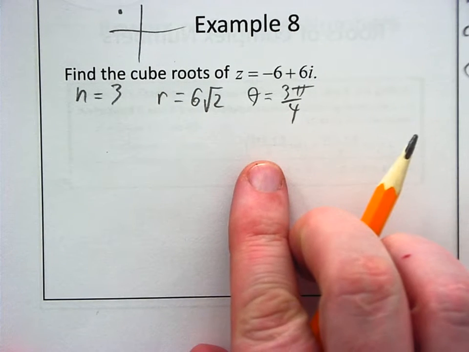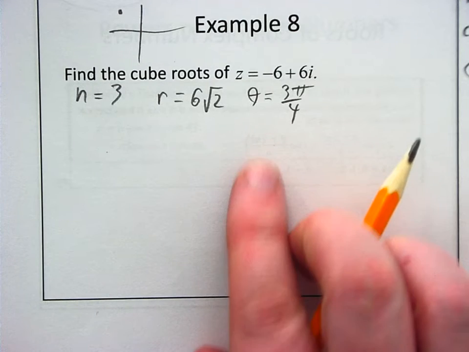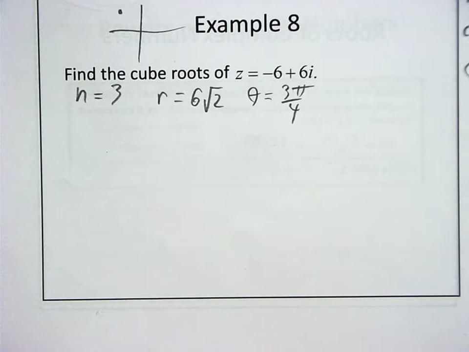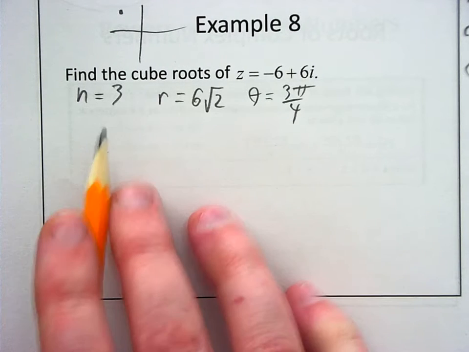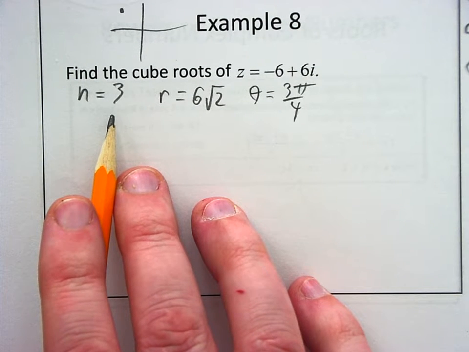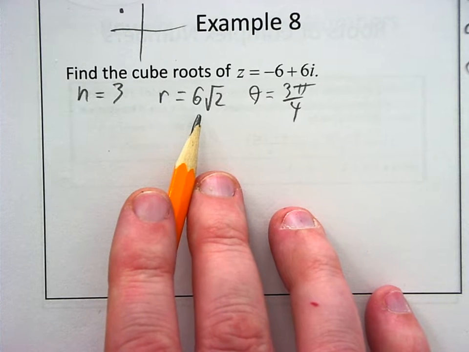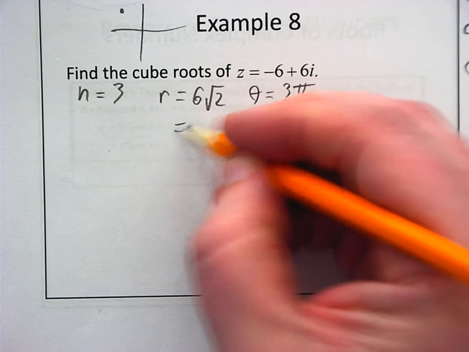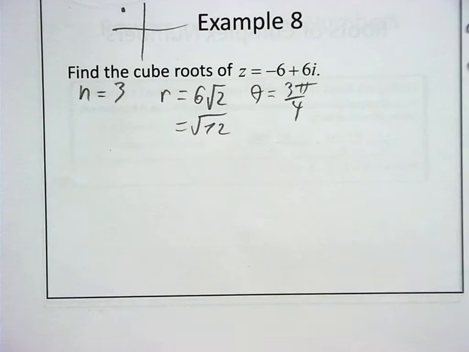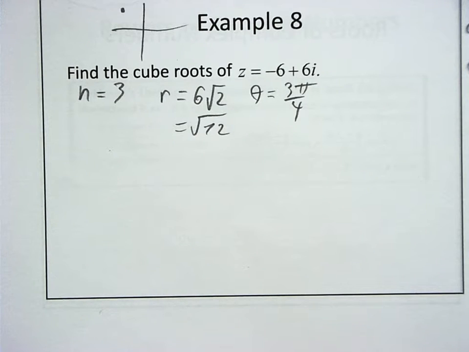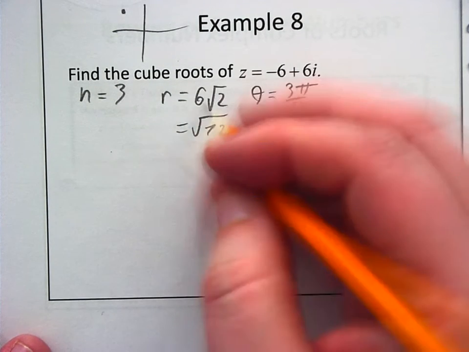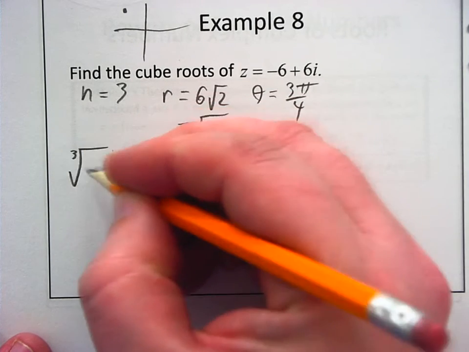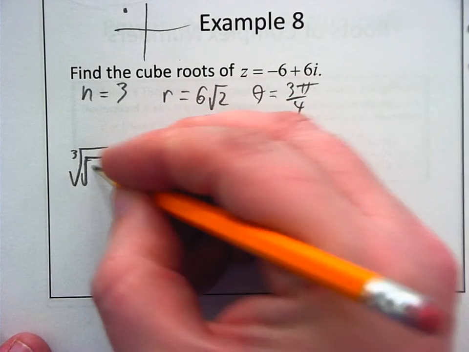So here's what I'm going to use now. From there, you don't have to plug it all into the equation right away. You can do some work separately with it. But I do need to deal with the fact that this cube root is here first. And in this case, 6 root 2 might not be the best route to go. I would actually leave that as the square root of 72. Because the first thing I'm going to do with that is take the cube root of the square root of 72.